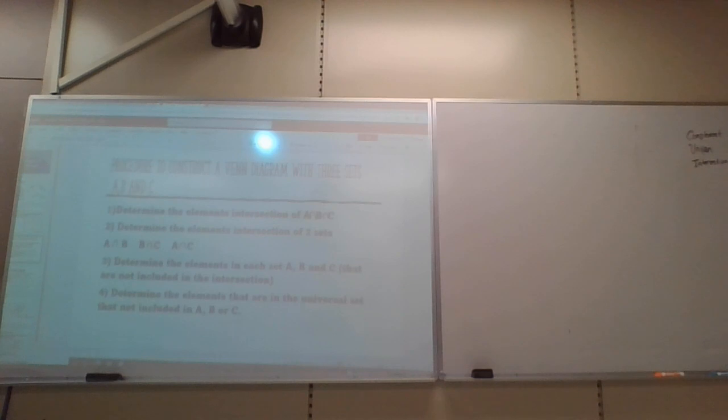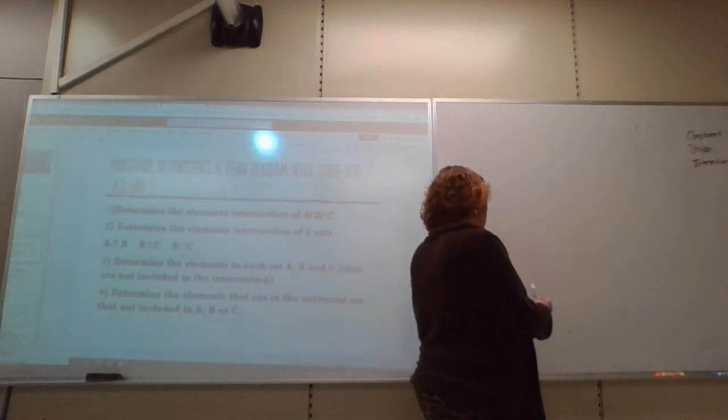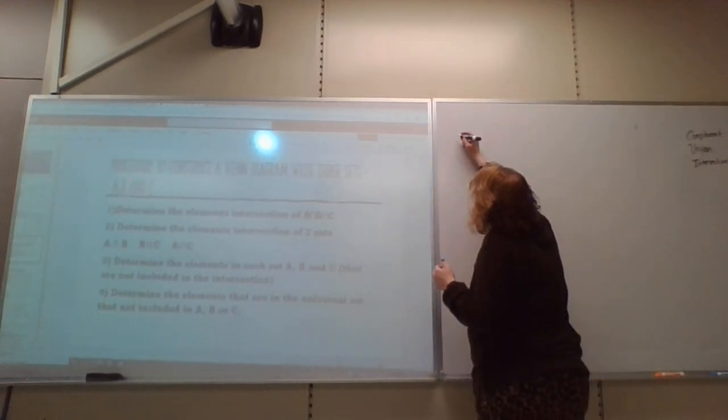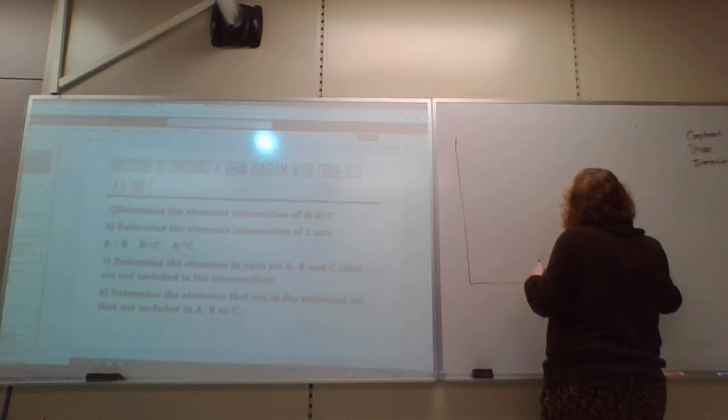It's asking you to make a Venn diagram. So we need to make one. Okay, so what you need to do on your paper is draw a rectangle. Start out with a rectangle.